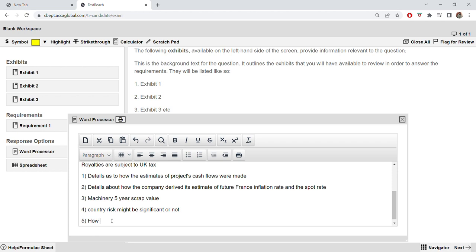Fifth, this never miss out. How sensitive? Basically, we are talking about sensitivity here. Sensitivity analysis. So, how sensitive is the net present value to changes? My spelling might be wrong, it's fine. In some of the key steps.